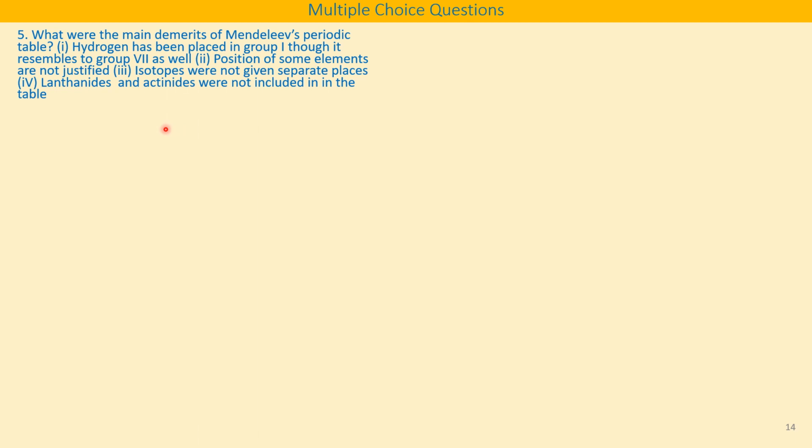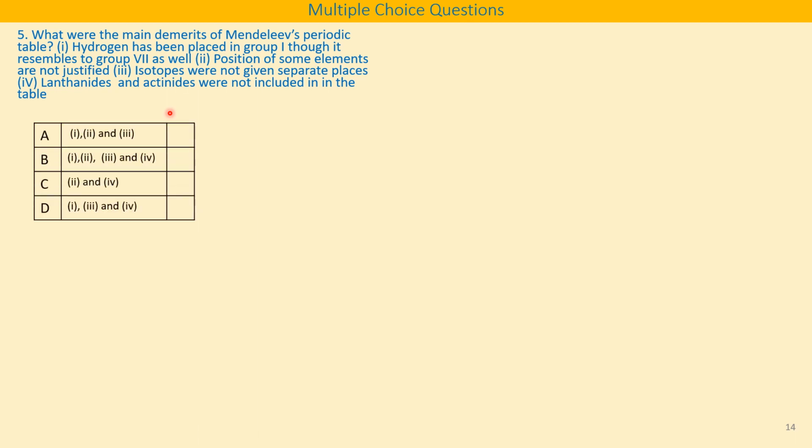Please read the question and the answers therein and you have to identify the correct combination of these four answers. So option A is 1, 2 and 3 and option B is 1, 2, 3 and 4 and option C is 2 and 4 and option D is 1, 3 and 4. Please read the question and apply your mind and mark the correct answer. The correct answer is 1, 2, 3 and 4. So all the four are the demerits of Mendeleev's periodic table.